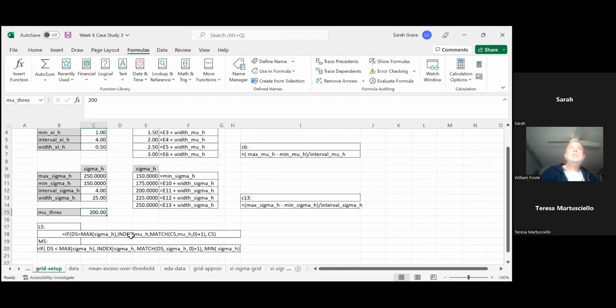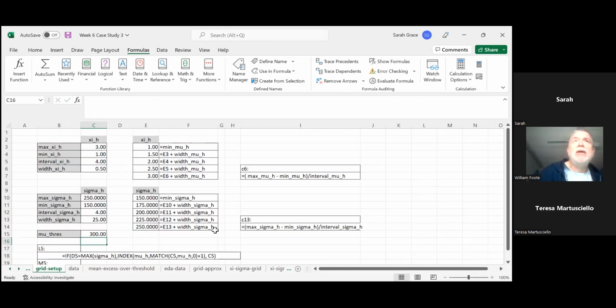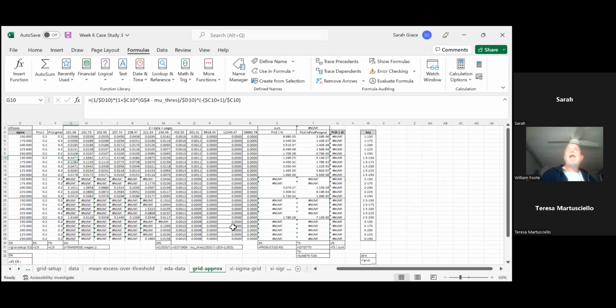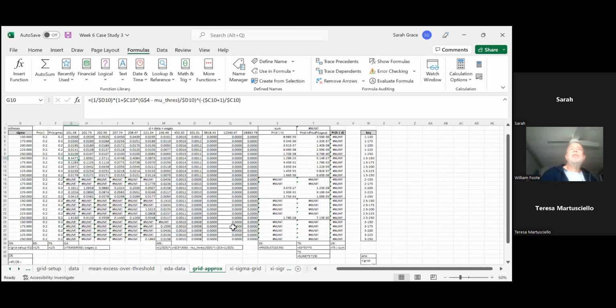Here we are. Oh, MuThresh. Okay, and you see that when you hit C15, up in the upper left-hand corner you have MuThresh. So that's what should. Okay, if you change that to 300, press enter. Yep. Something should have happened in the grid approximation. Yeah. Is it working? Not really.